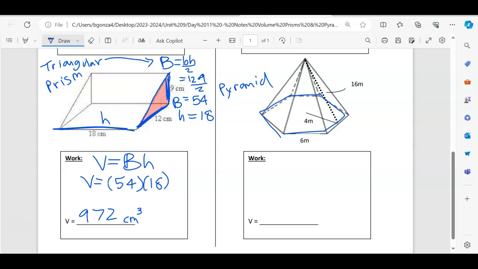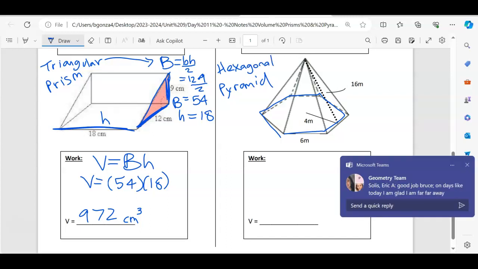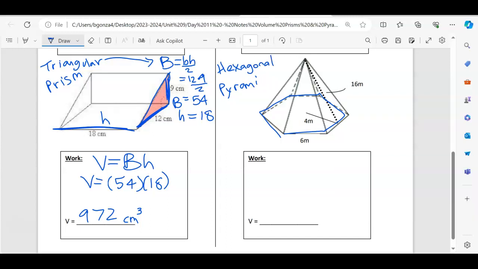What do you call a 6-sided? Hexagon, right? So a hexagonal. Whoa. All right, hexagonal pyramid. So we know the volume of a hexagonal pyramid, or any pyramid, is 1/3 BH.